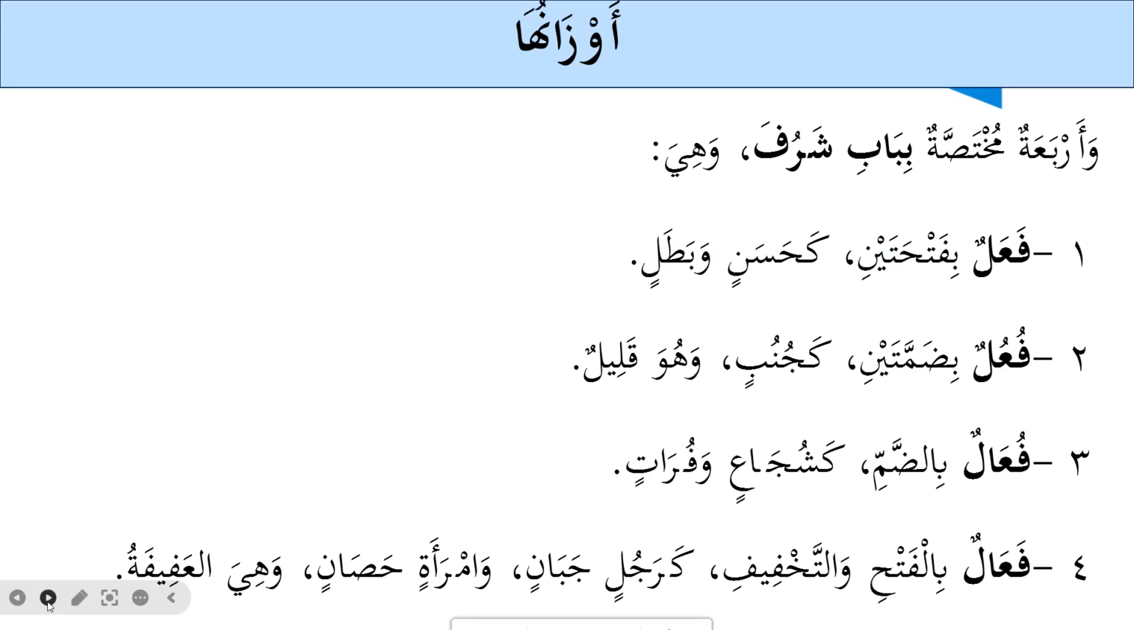Four of these patterns are specific to Babu Sharufa. These patterns include fa'alun, like hasanun and batalun. We also have fu'ulun, like junubun, but this one is rare, qalil. We also have fu'alun, like shuja'un, furatun. We also have fa'alun, no shadda on the ain, just fa'alun, like jabanun, hasanun, and so on.